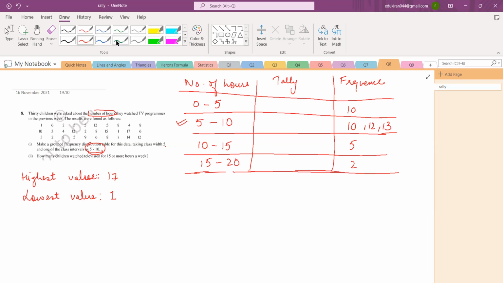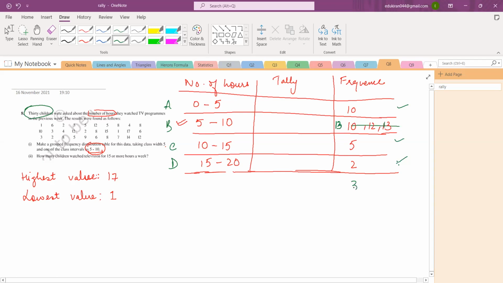Yes, ma'am. Okay. So basically your addition should come to 30, because there are 30 children. So the total should be 30. Let's check. So this is 10, this is 5, this is 2. So 10 plus 5 is 15, and 17. So 17 means you should get 13 here to get 30, isn't it? Yes, ma'am. I think 13 should be the correct frequency. Anyway, you can check it again. I'm assuming it is 13. So the total will come out to be 30. So in that case, 13 should be correct.